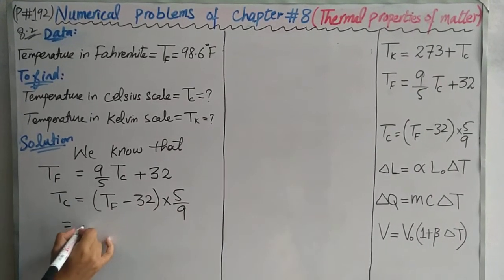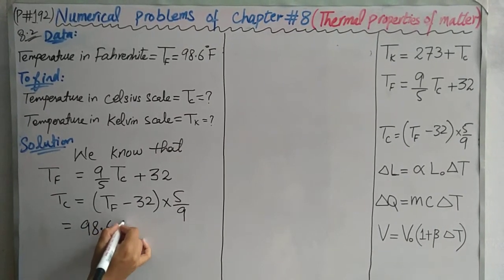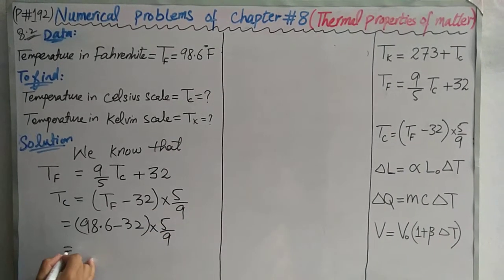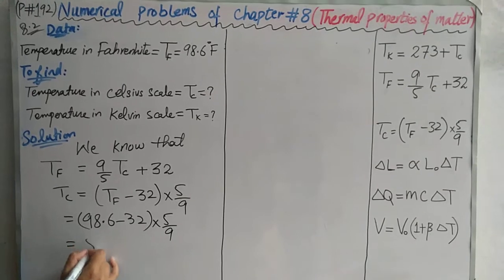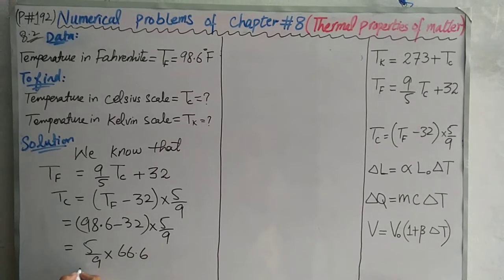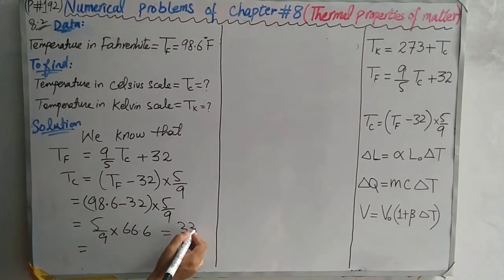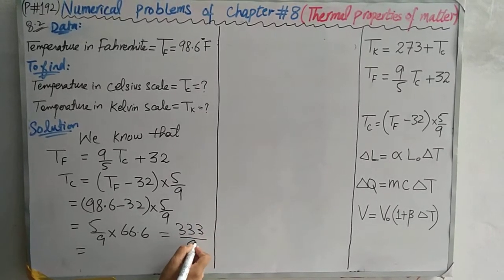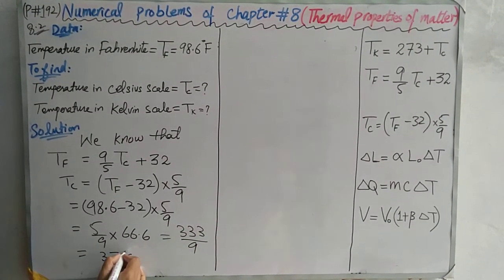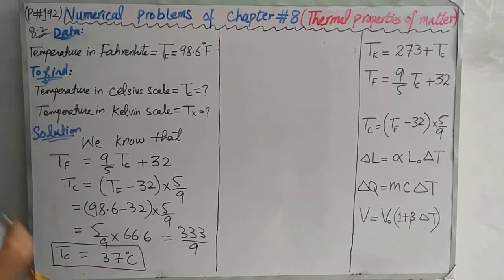Now by putting the value, temperature in Fahrenheit is 98.6 minus 32 multiplied by 5 by 9. By simplifying this, we have 5 by 9 multiplied by 66.6. You may check it with your calculator. So now we have 333.3 by 9, which is actually equal to 37 degree centigrade. That is our temperature in Celsius scale.